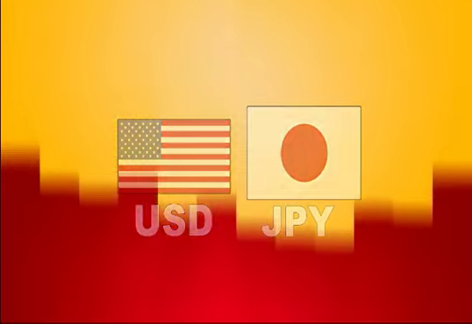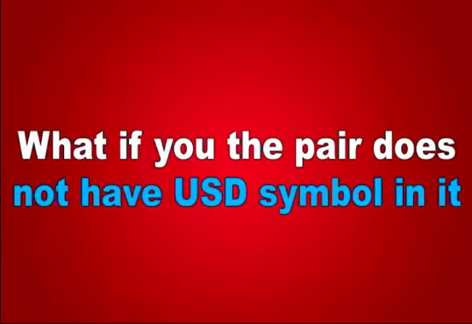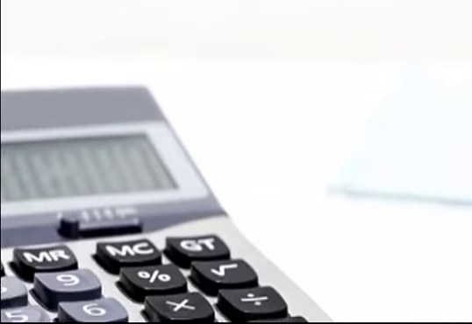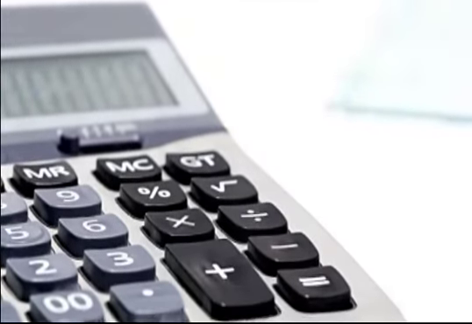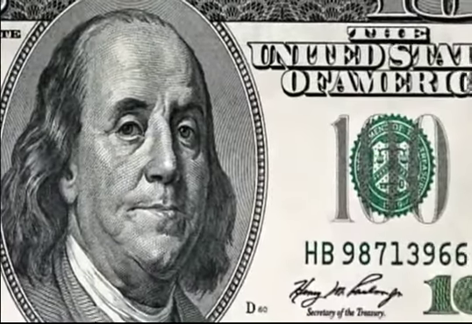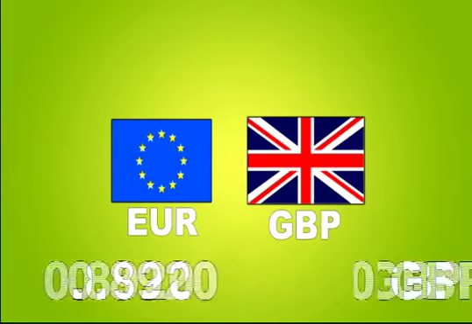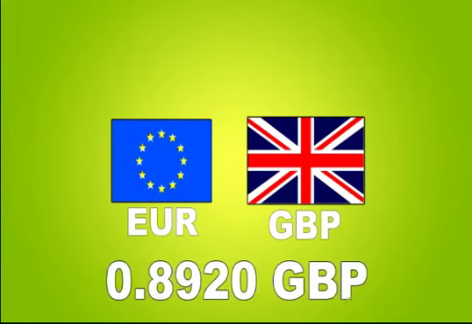Now, you may ask me, what if the pair does not have the USD symbol in it, such as the euro pound pair? Well, we need to first calculate how much quote currency it requires and then convert that into US dollar. Please watch my video on currency pairs for more information on base and quote currencies. So for this example, euro pound is at 0.8920, or for every euro you get about 89.20 pence of Great British pound.